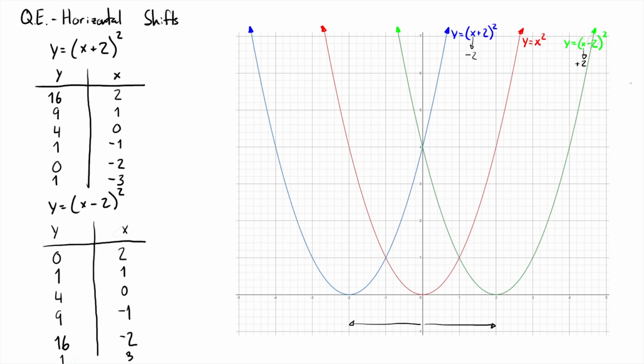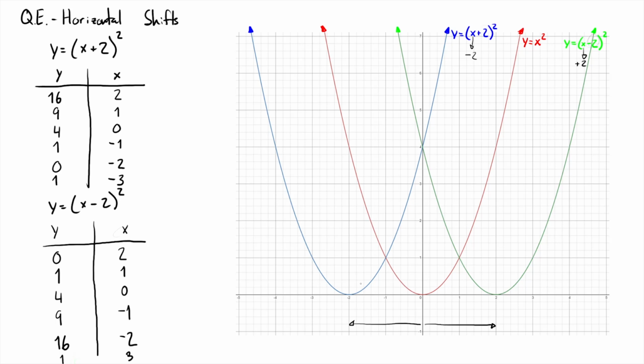But with that being said, let's talk about the properties of these graphs. We'll only talk about the blue and the green one because we've done y equals x squared a few times now, and I don't want to bore you with that. So let's talk about the blue graph, y equals (x plus 2) squared.